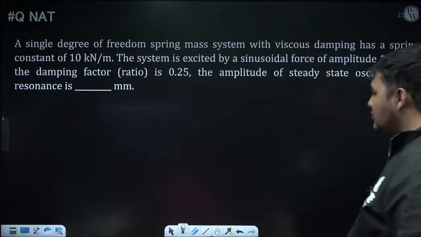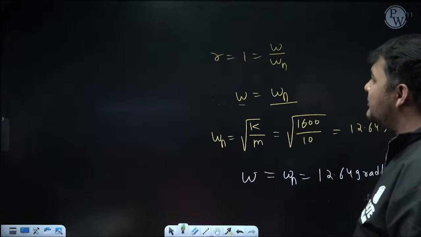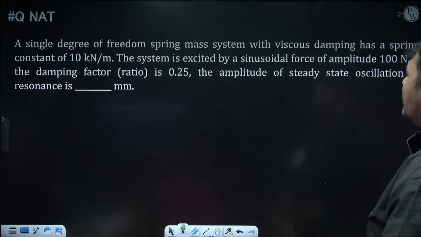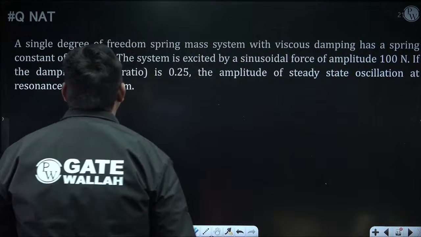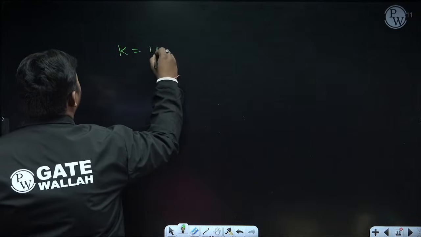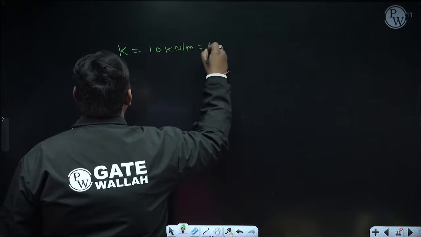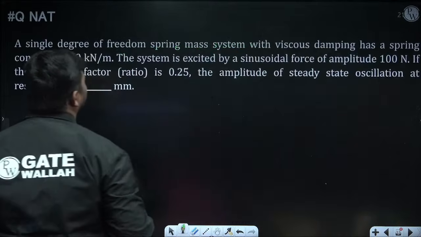Okay. Now these questions are simply forced vibration formula based questions. A single degree of freedom spring mass system with viscous damping has a spring constant of 10 kilonewton per meter. So K is given, it is 10 kilonewton per meter. Convert to SI unit. 1 kilonewton is 1000 newton, so it will be 10,000 newton per meter.